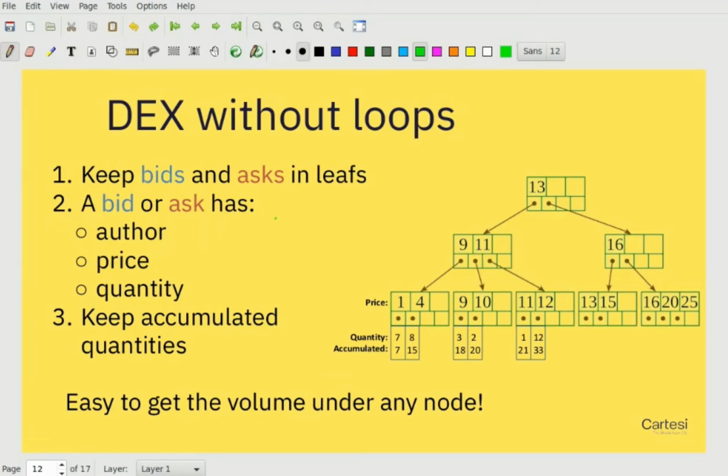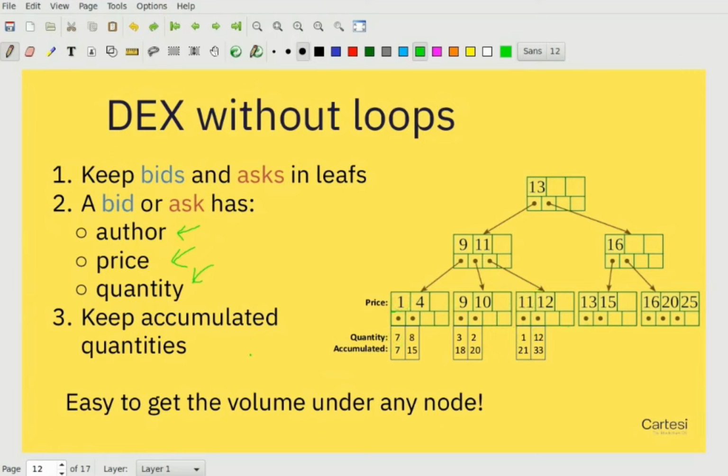So what do we do? Again, every bid or ask has an author, a price, and a quantity. That's just the same as before. You see that the bids are here. This is a bid to buy at price 1, 7 units of the thing. Here it's a bid to buy 11 at price 11, 1 unit, and so on. All the bids are here at leaves.